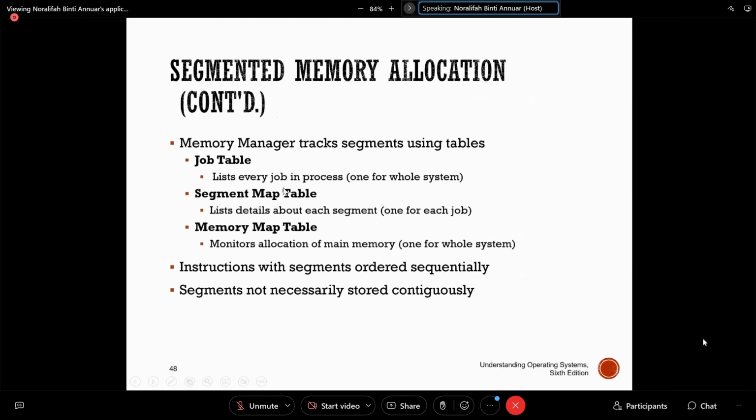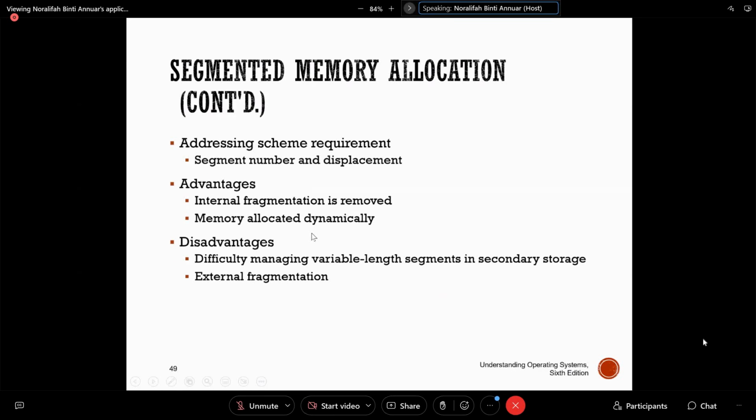Ini just a definition. Job table dalam tu apa? Segment map table, a list detail about each segment kan, setiap segment. Memory map table, monitor allocation of main memory. Okay. Ini baca sendiri. What is the advantage over page memory allocation is the internal fragmentation is removed. Kalau dalam page memory allocation, the last page will have internal fragmentation because it's fixed in size.